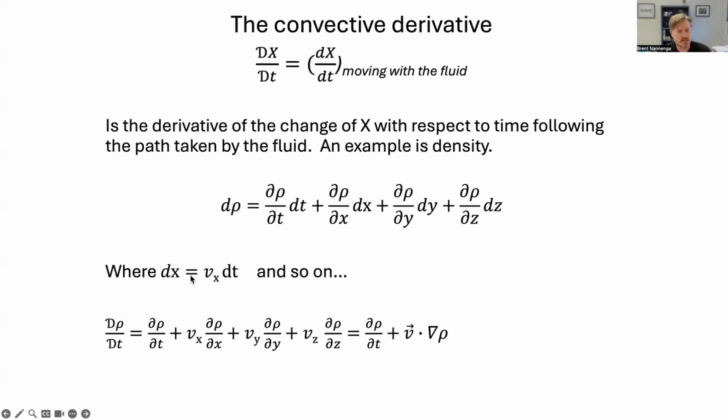Now, of course, by extension, if we did dy, that would be vy dt, for example. And so the convective derivative in this case of density, D rho by Dt, is just going to be the partial of rho with respect to t, plus vx times the partial of rho with respect to x, and so on. Another way to write that is the density with respect to time plus v dot the del operator of density. So this is an important equation to talk about how density is changing as this infinitesimally small volume of fluid is moving in the flow.